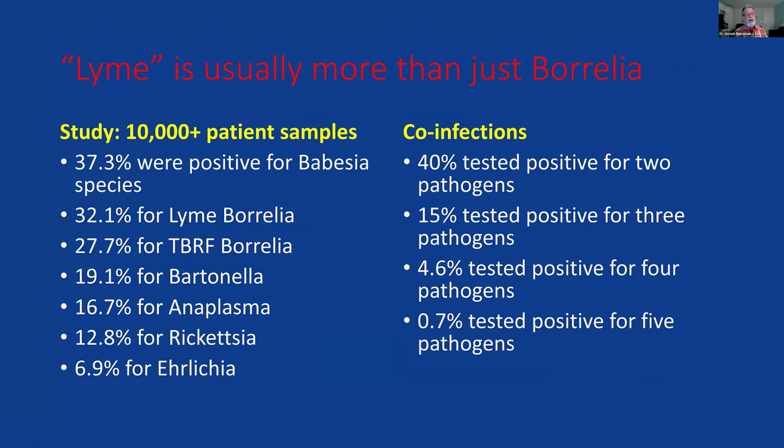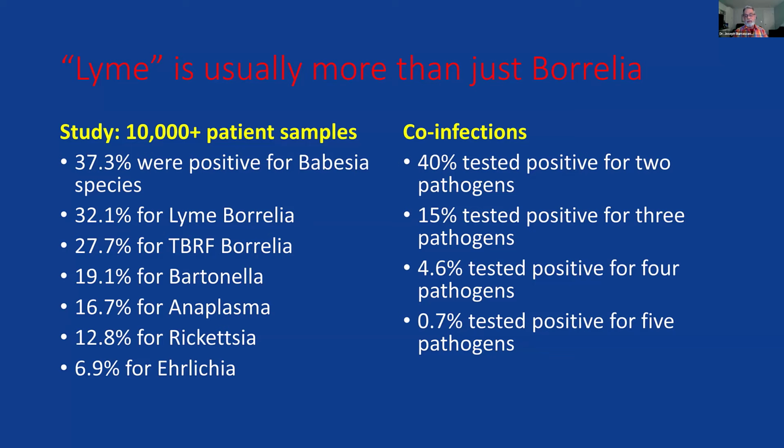The Eugenics Laboratory studied over 10,000 of their patient samples, and these are the ones that were positive. 37.5% for Babesia, 32 for Lyme Borrelia, almost 28 for relapsing fever Borrelia, Bartonella, Anaplasma, and Rickettsia. But most importantly, 40% of their samples were positive for two pathogens, 15% for three, some four and some even five. So when we talk about chronic illness in tick-borne disease patients, we're almost always talking about multiple infections.